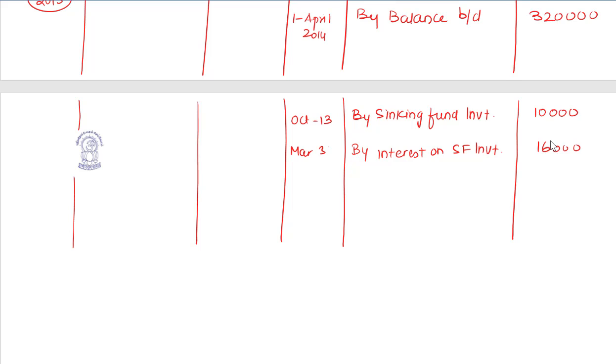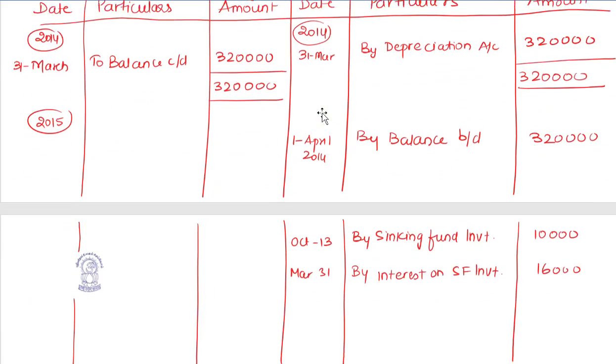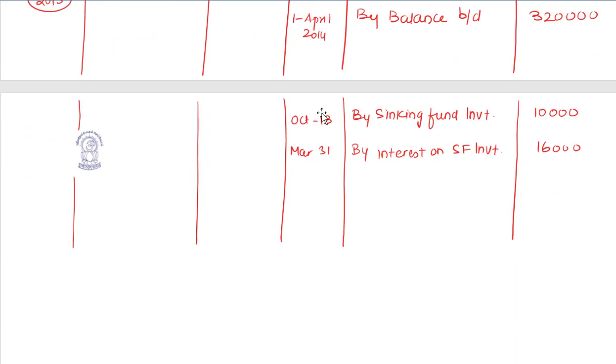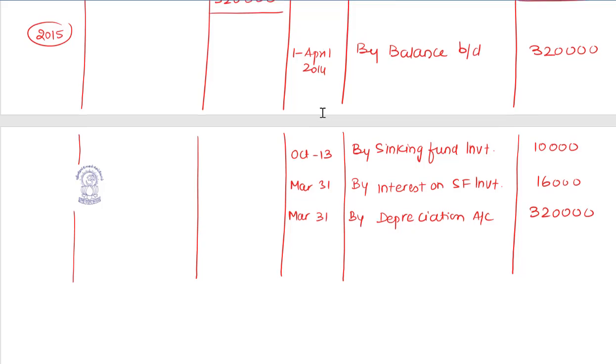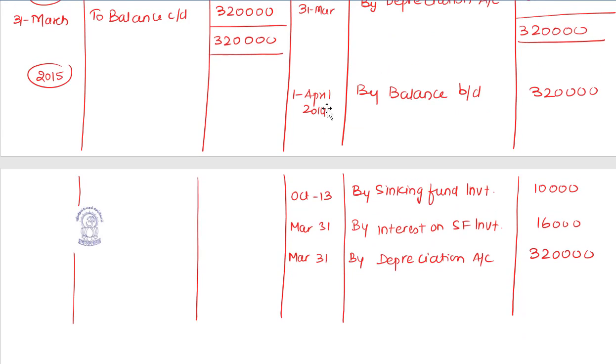March 31st, and then a contribution of profit, that is 3,20,000. This is the depreciation. A contribution of profit, that is 3,20,000, on March 31st by depreciation account, 3,20,000.